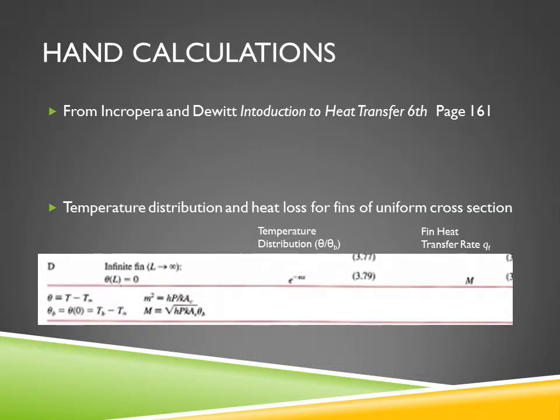In order to do the hand calculations, we used a table from Incropera and DeWitt about fins with uniform cross sections, and this table related the dimensionless temperature, little m, big M, with the temperature distributions and the fin heat transfer rate that we were looking for from these fins.